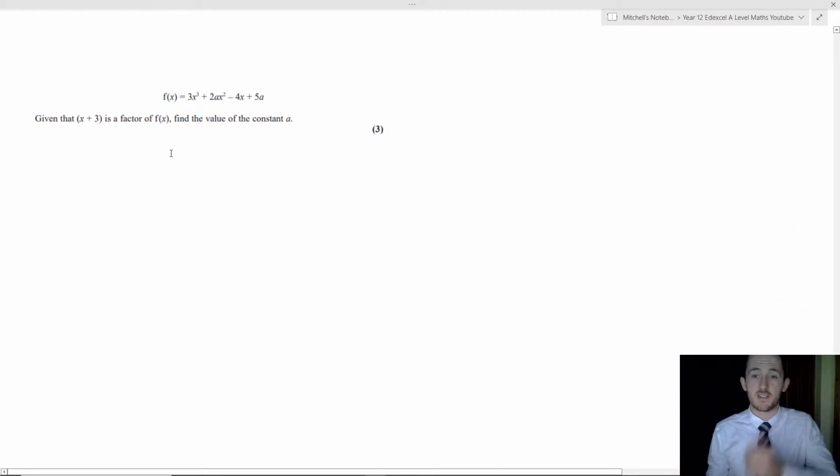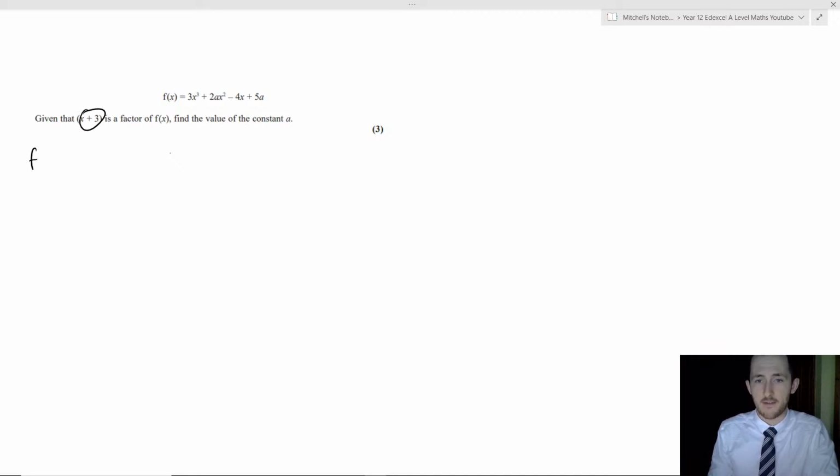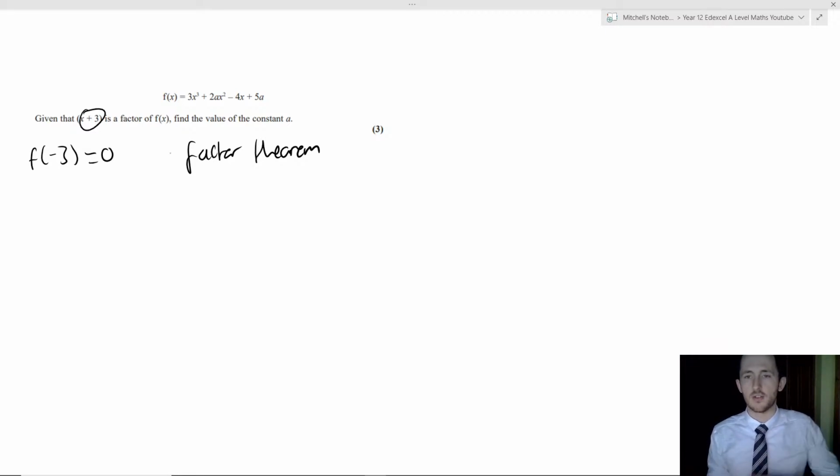And this question actually isn't that bad. Right, so if x plus 3 is a factor, then that means f of minus 3 equals 0. And that's due to the factor theorem. Okay? So if anyone asks you what the factor theorem is, you should know how to explain it. So let's use that information.